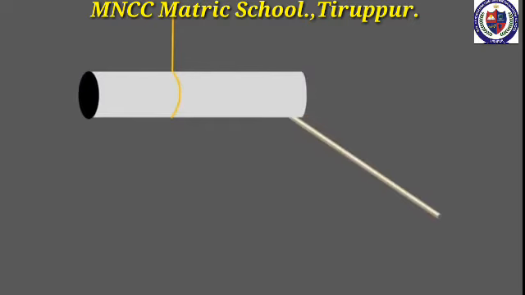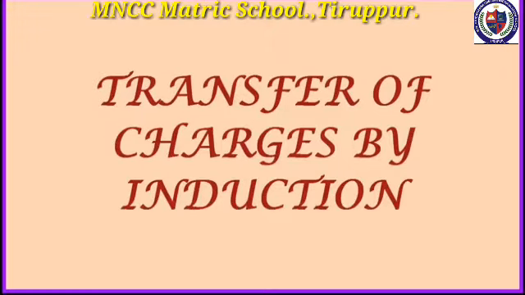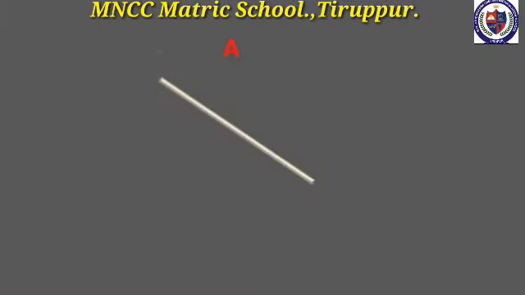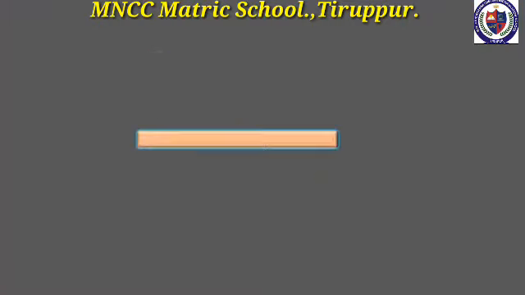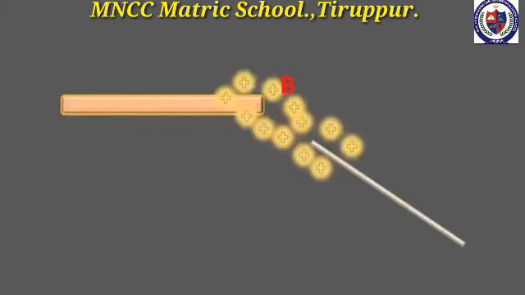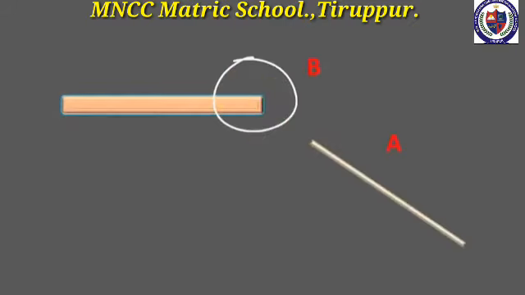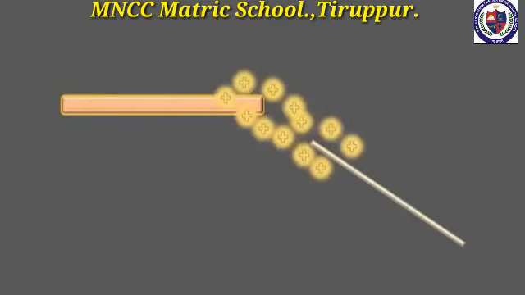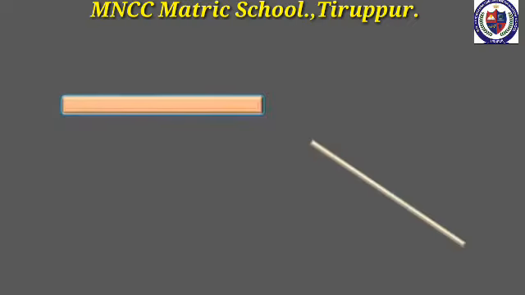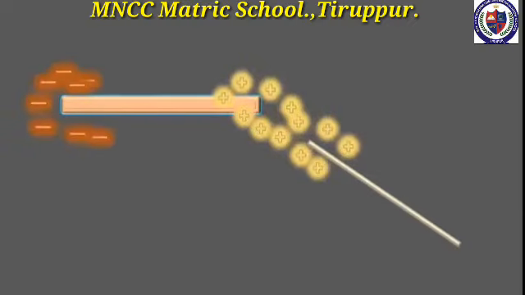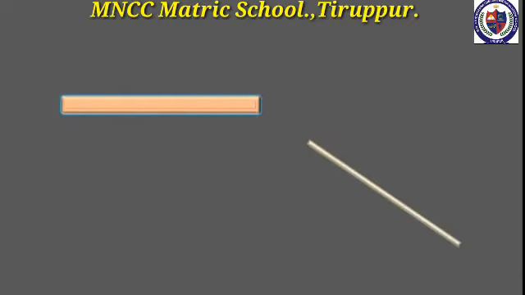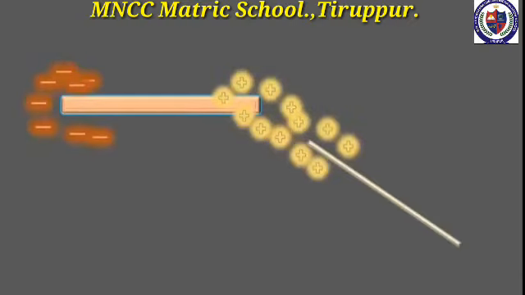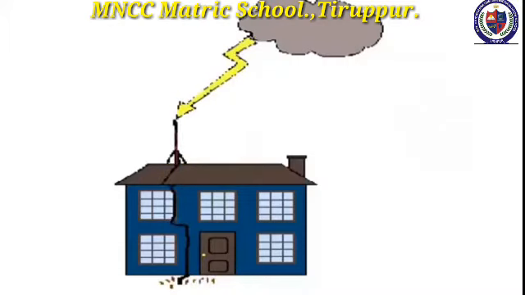Number 3, transfer of charges by induction. Object A is positively charged and is brought near an uncharged object B. The end nearer to A becomes negatively charged and the other end becomes positively charged. The process of charging an uncharged body by bringing a charged body near it, without touching, is called induction. Transfer of charges by induction is the principle behind the lightning arrestor.